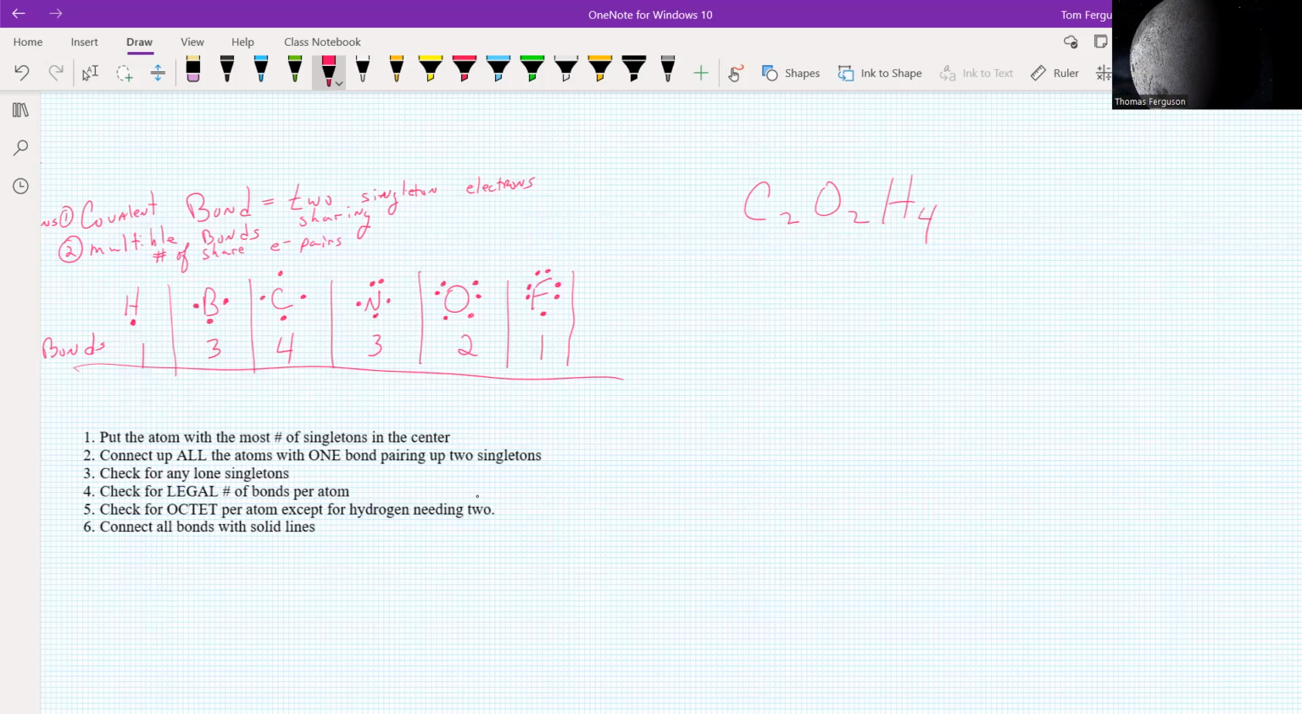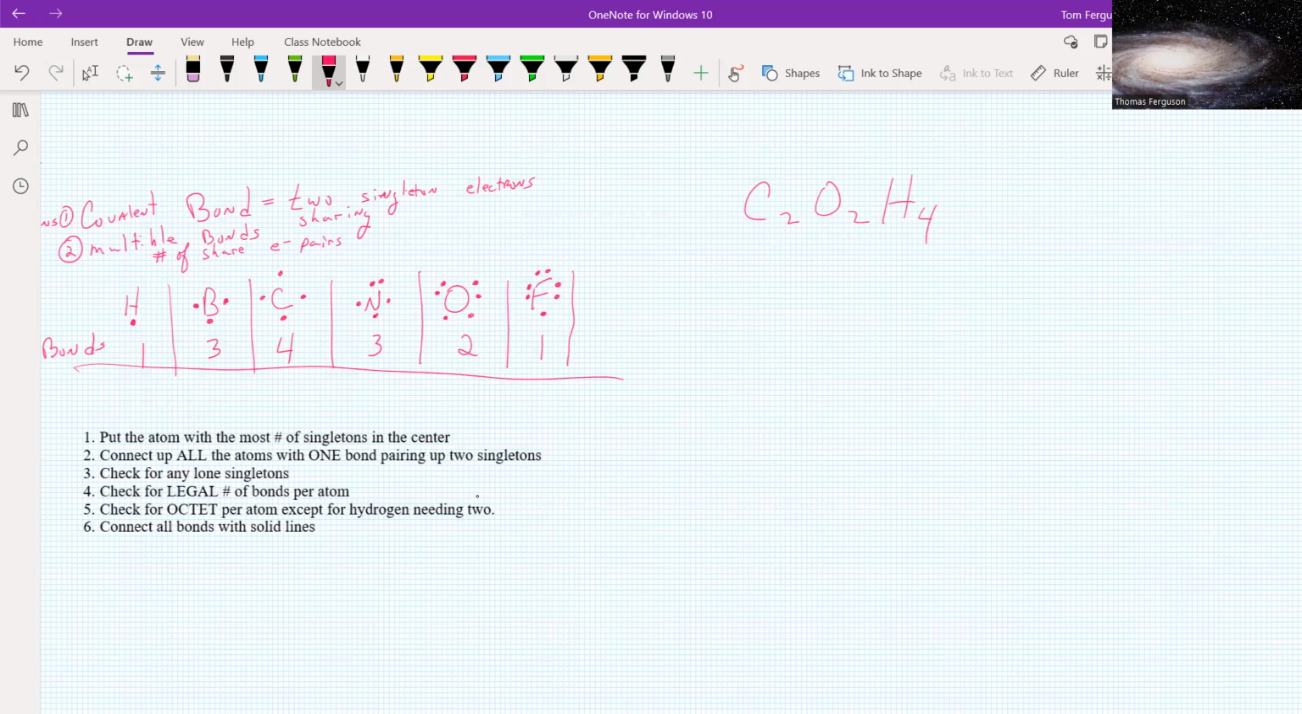Okay, so forget this. Just start connecting up singletons. You may have to move hydrogens around too. You might move a hydrogen up here to connect to that one. Another hydrogen up here.